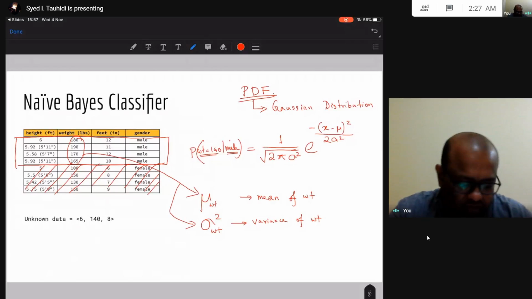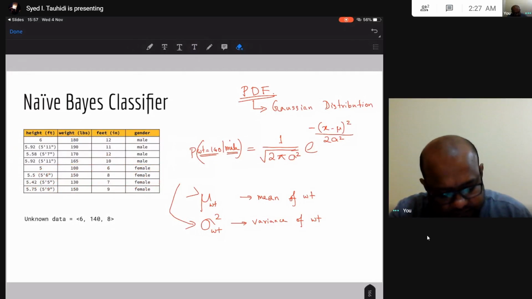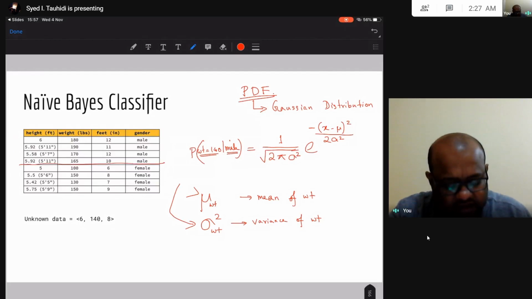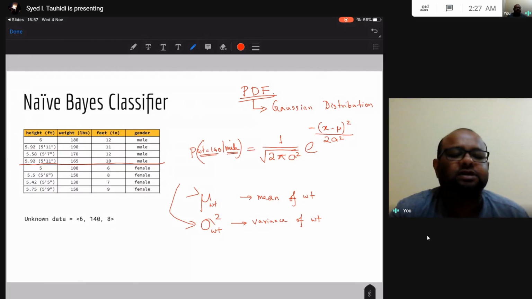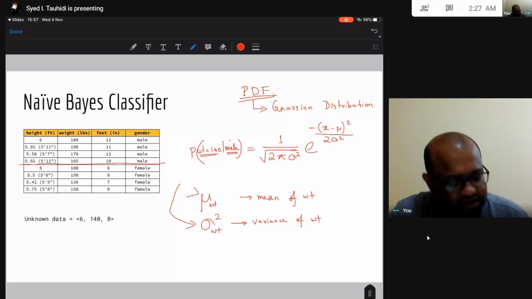So what do I need to figure out? I need to figure out the mean and variance of height given that the person is male, the mean and variance of height given the person is female, and similarly, the mean and variance of weight for both male and female, and the mean and variance of foot size for both male and female. So let us go ahead and find that.